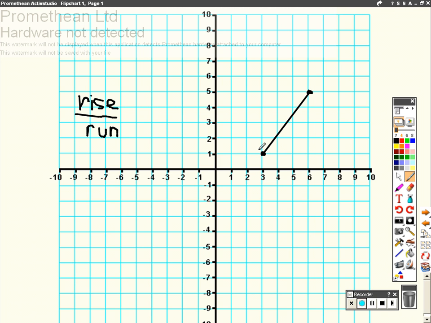So first thing is I need to determine my starting point, and I do this by remembering we read books from left to right. So the first point when I move my pencil over that I reach is this point. So this is my start point. This is going to be my end point.